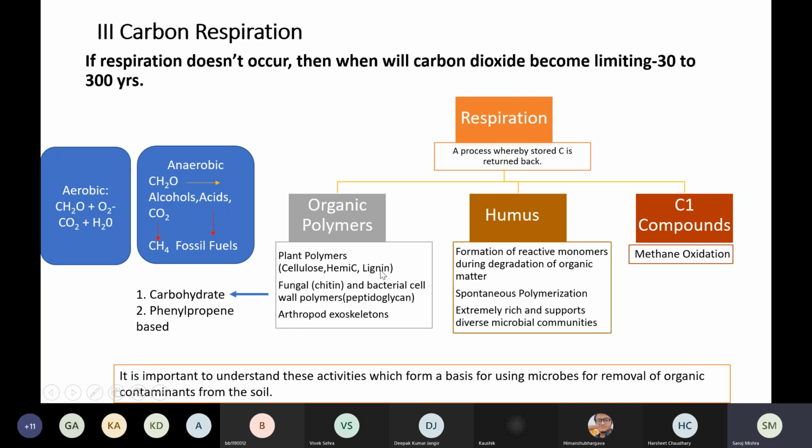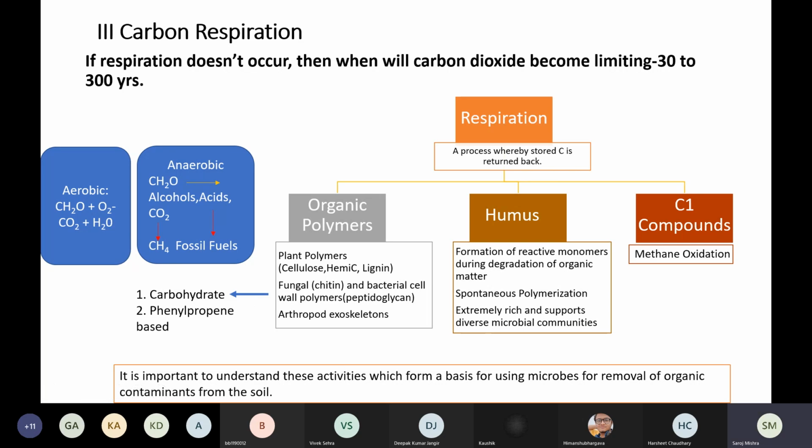Lignin, on the other hand, is an aromatic polymer, and it is phenylpropene based. Chitin is again N-acetyl glucosamine, so it is a sugar-based polymer. It's a carbohydrate polymer. Peptidoglycans, you will recall, again have N-acetyl glucosamine as the sugar, and these sugars are linked together by peptide linkages. So basically, these are also carbohydrate polymers.